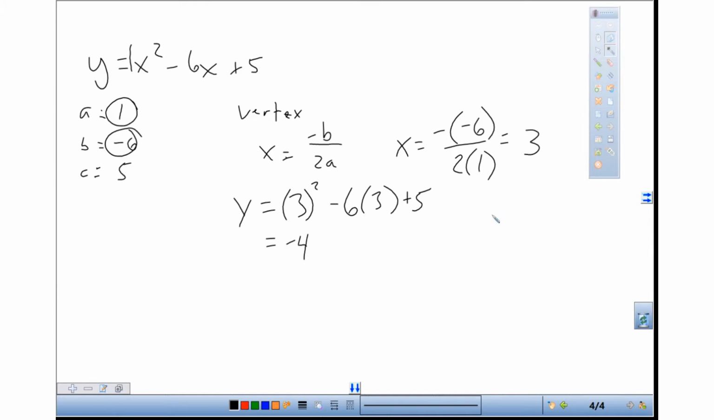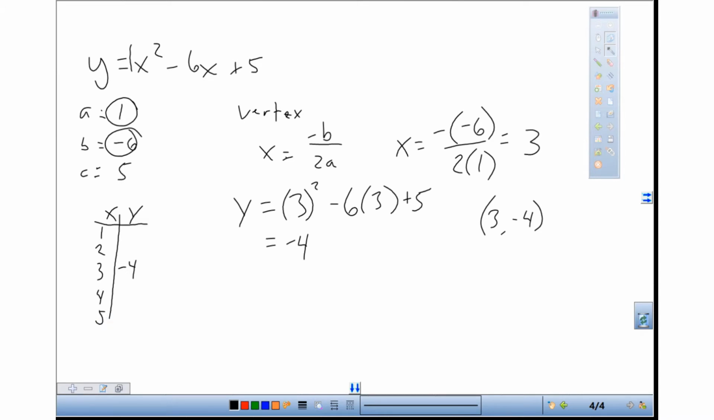So that means I have a vertex of 3, -4, which is where my center point is basically on my graph. So what I need to do now is create a table of values, and that will allow me to graph this entire thing. I need to graph around 3, -4. So I need to go below that, and I need to go above that so that I can create symmetry.